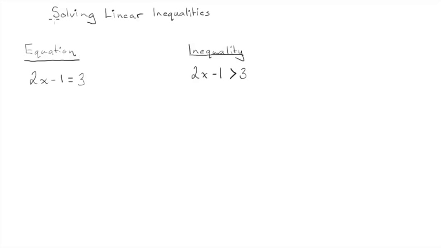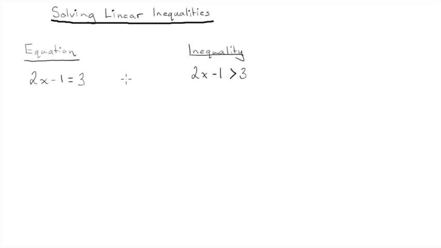Alright, in this video we're going to look at solving linear inequalities. On the left here I've got an example of a linear equation. It's linear because the highest exponent on any of the variables in the equation is 1, and it's an equation because there's an equal sign. On the right I've got an example of a linear inequality.